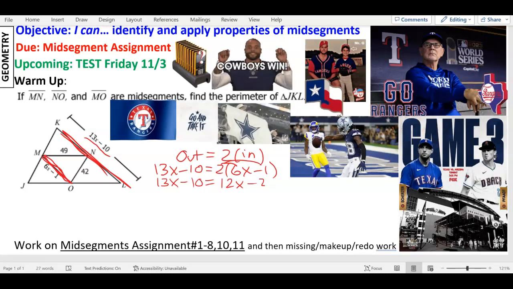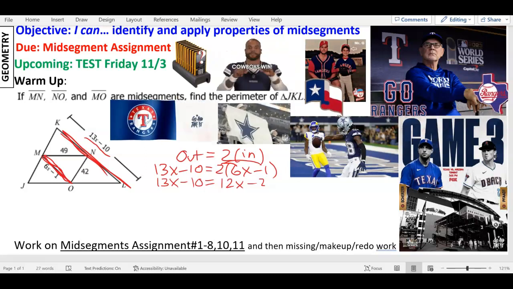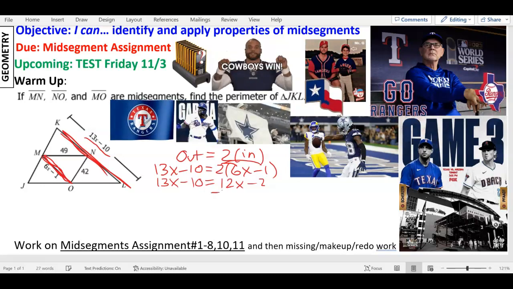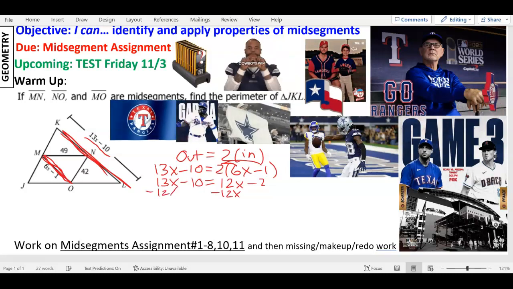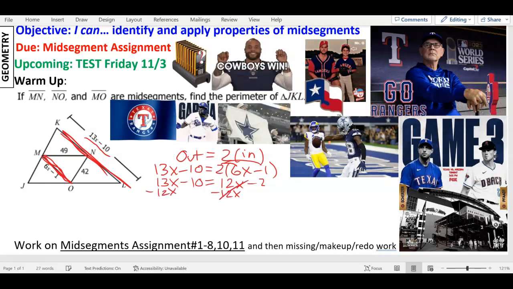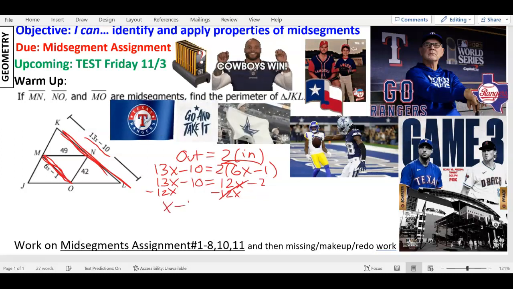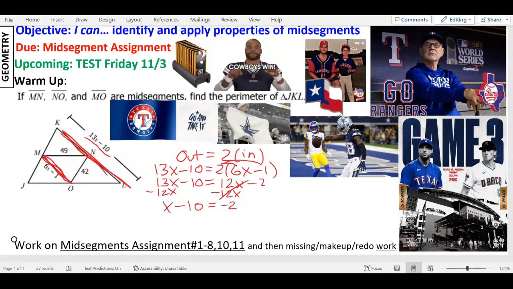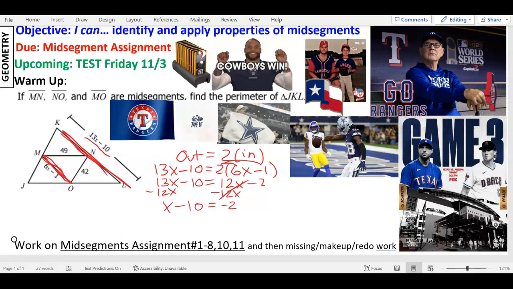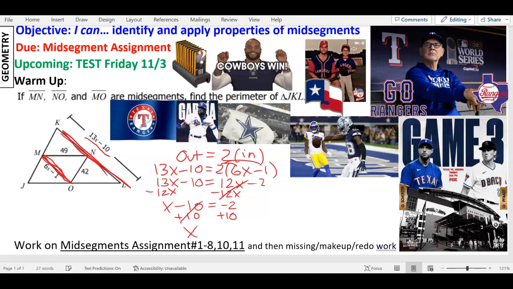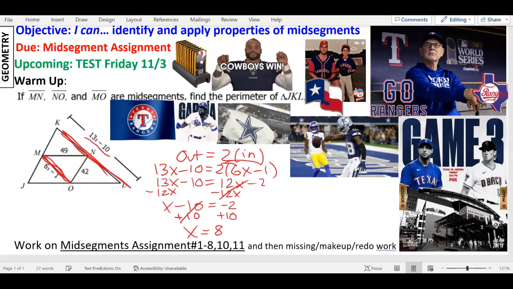When x is on both sides, do I get rid of 1 or combine them? Get rid of the smaller x, which is 12x, right? So minus 12x, minus 12x. 13 minus 12 is 1x. You can just write x. Bring down minus 10 equals, bring down negative 2. And now we can get rid of that loner minus 10 by adding 10 to both sides. Negative 2 plus 10 is 8.